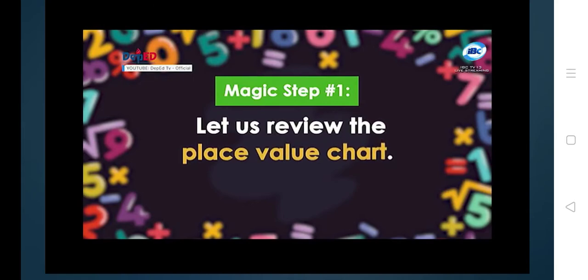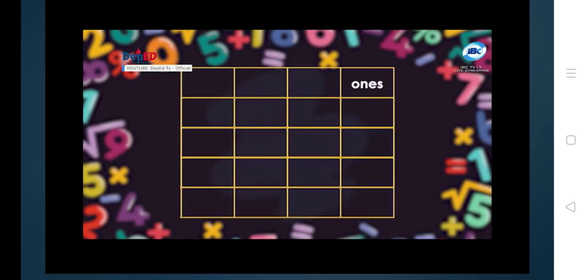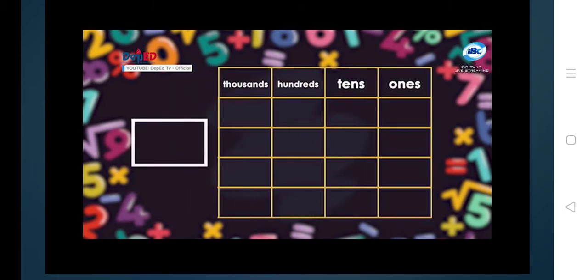Let us have our 3 magic steps to answer the problem. Magic step number 1. Let us review the place value chart. We have ones, tens, hundreds, and thousands. In 312, what is the place value of 2? Yes, it is ones. How about 1? Tens. And 3? Hundreds. Next, let us have 32. 2 is in ones place. And 3 is in tens place.